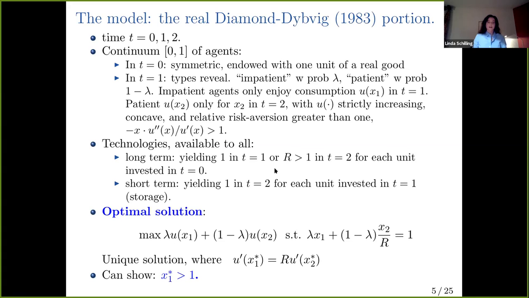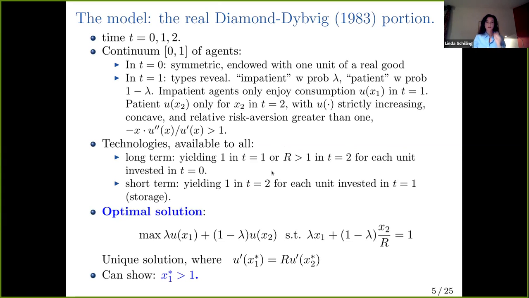So what does this mean from the perspective of the agent? Well, at time 0, if these agents are on their own, so if they exist in autarky, they invest their real endowment at time 0. At time 1, they learn their type. If they're unlucky, they are impatient, they instantly have to consume, so they need to liquidate the technology and essentially only have 1 unit of the real good to consume. If they're lucky, they are patient and stay invested until time 2 when they consume this very large payoff.